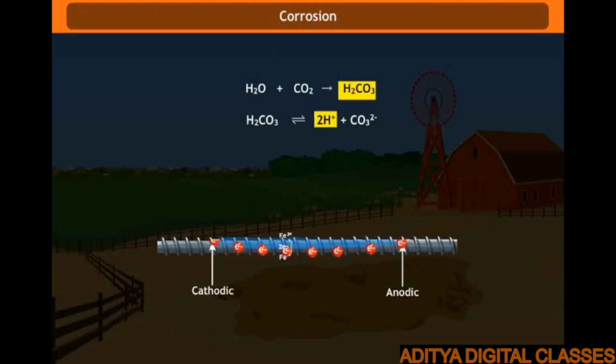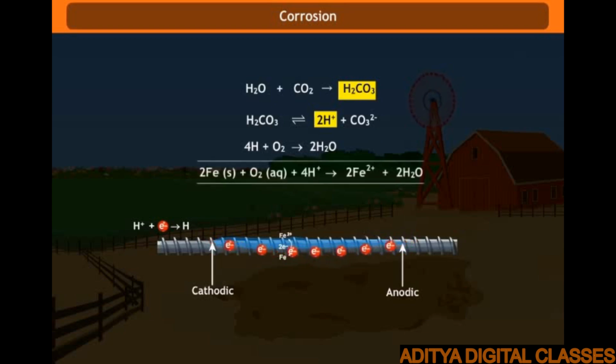At the cathodic region, H+ ions gain electrons to form hydrogen atoms. These hydrogen atoms react with oxygen atoms to form water. Thus, in the overall reaction, iron is oxidized to ferrous ions. These ferrous ions react with oxygen to form ferrous oxide, which undergoes hydration to hydrated ferric oxide. Hydrated ferric oxide is called rust.